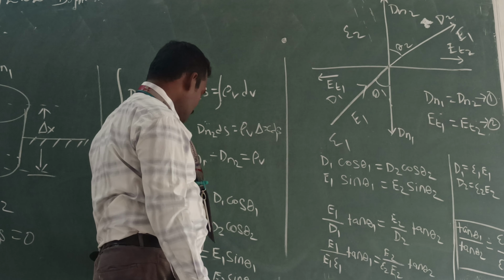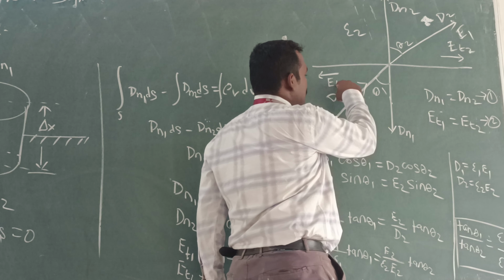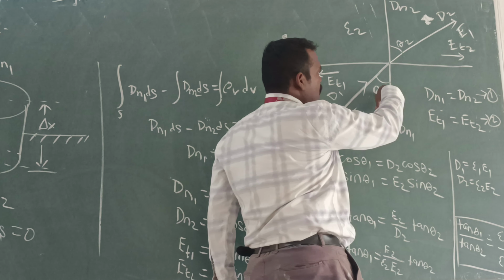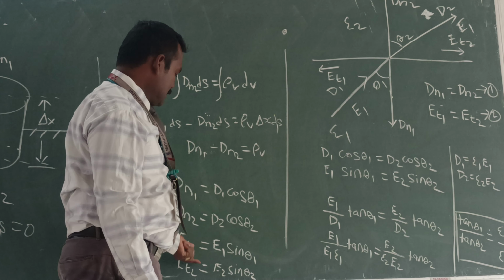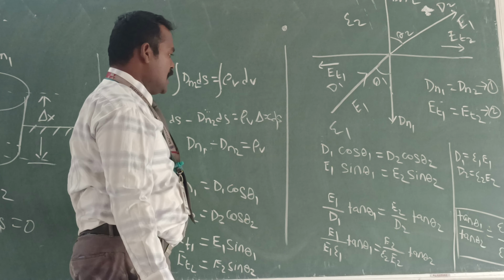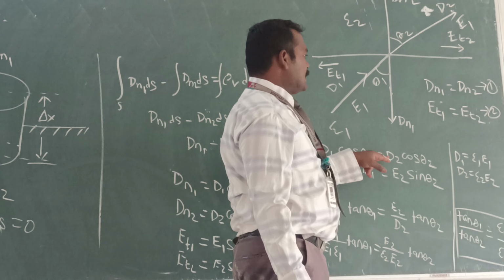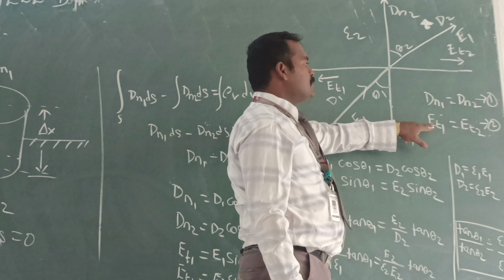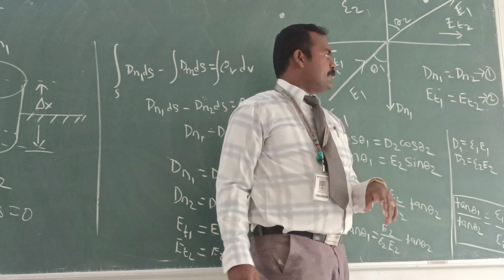Similarly, Et1 and Et2. Here Et1 is E1 into sin theta 1 and E2 into sin theta 2. So we have written it like that. We need to find the resultant angle and permittivity of the medium. So Dn1 equals Dn2, which we already obtained. Et1 should be equal to Et2. That also we obtained from the two different cases.